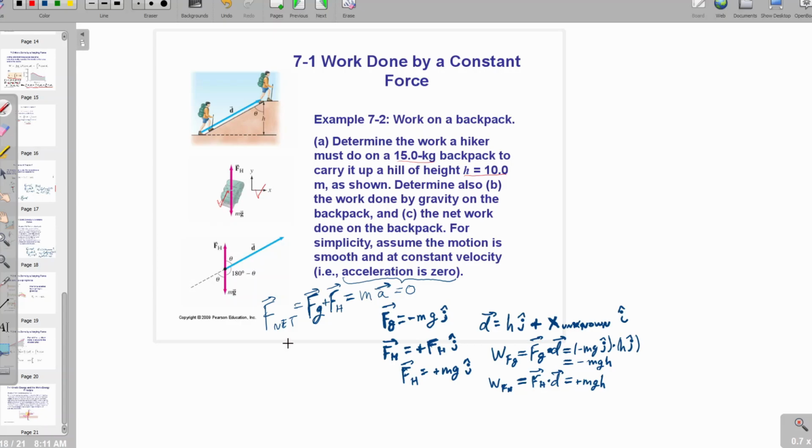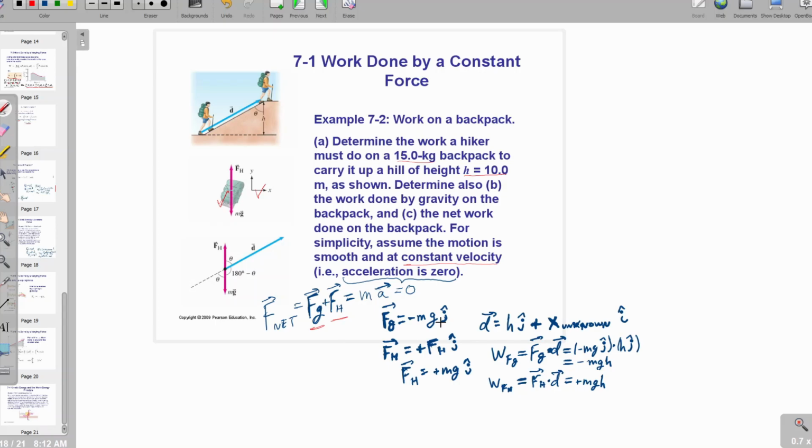So the net force on the object is going to come from these two forces, the force of gravity pulling it down and the force of the hiker pushing it up on the backpack. We're told to assume that the motion is smooth and at constant velocity. So in other words, the acceleration is 0, which means that the net force is going to be equal to 0. And so these two forces, the force of gravity and the force of the hiker, are going to be pointing in opposite directions, and they will have the same magnitude.